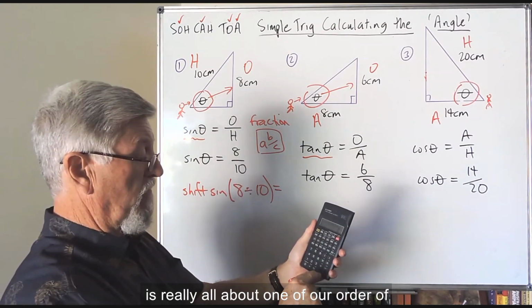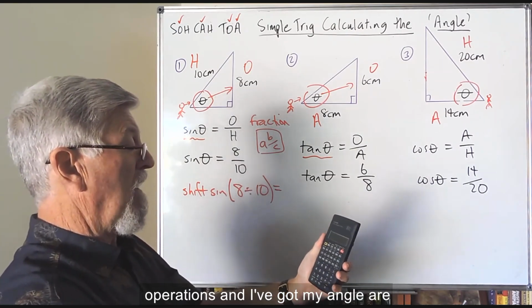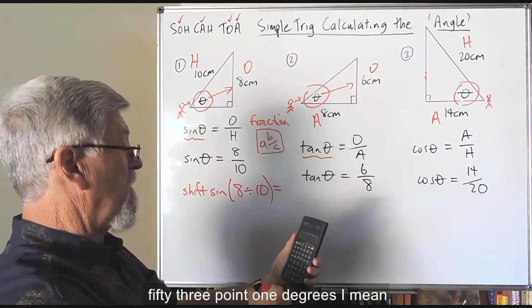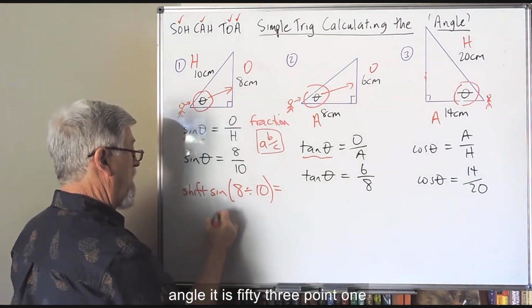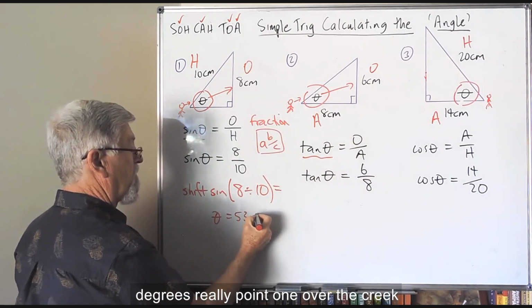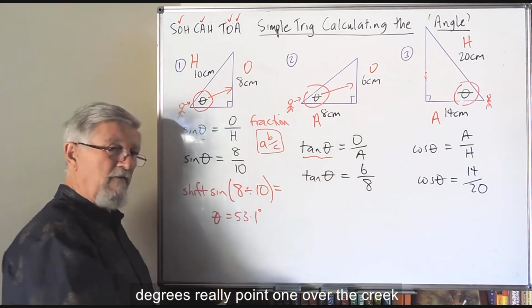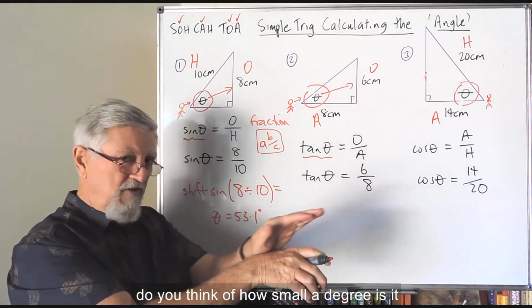So this is really all about order of operations. And I've got my angle of 53.1 degrees. So the angle is 53.1 degrees. And really, 0.1 of a degree, if you can think of how small a degree is, it's so small.